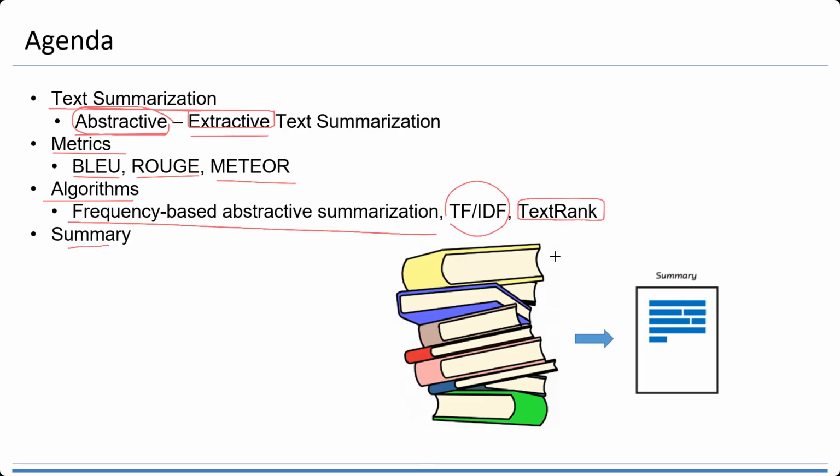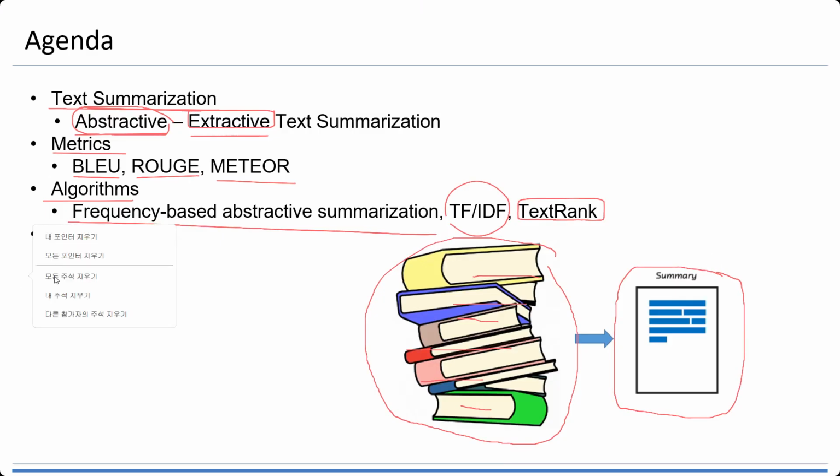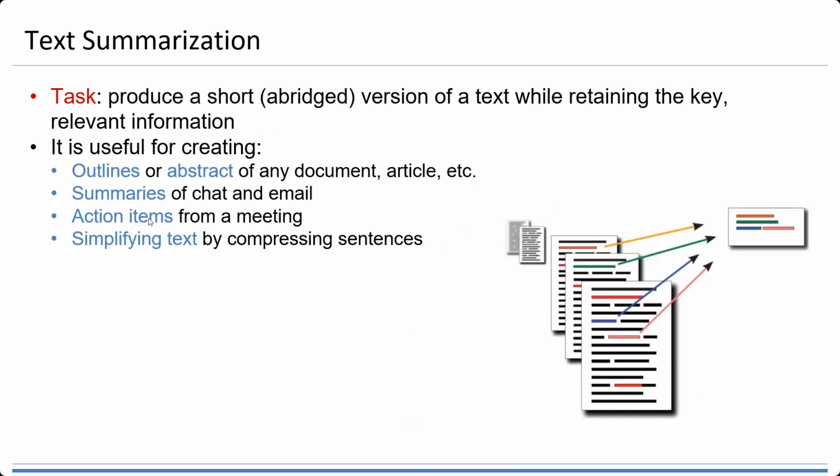So for text summarization, you can look at these figures. We have a lot of books, okay? We have a lot of documents, and we want to make a summary. A summary is like the abstract. We call it text summarization. So the task is to produce a short version, or a abridgement. You know, what does it mean? An abridgement is something that is the summary, or we call it the short version.